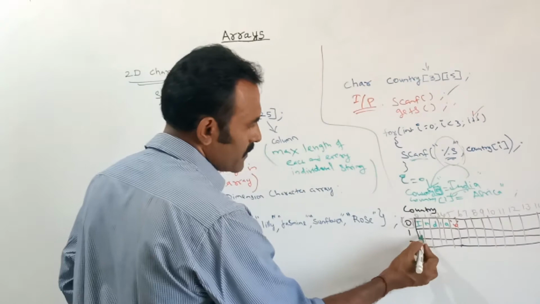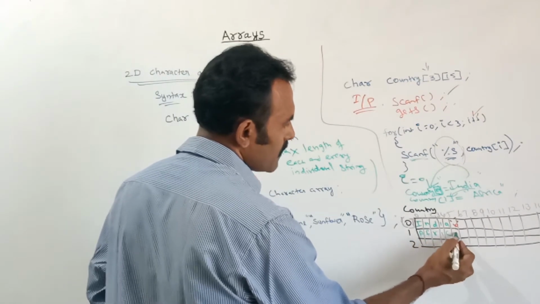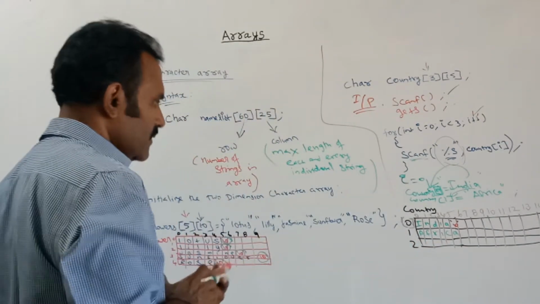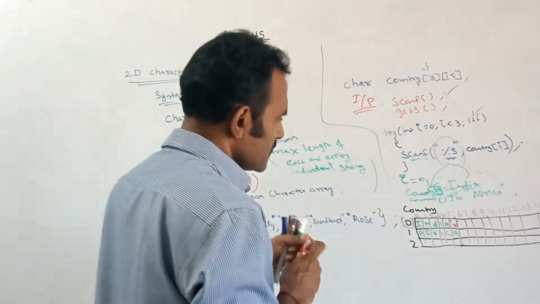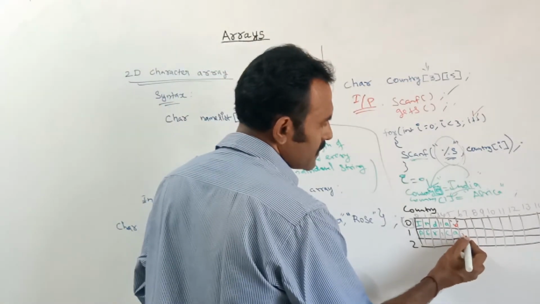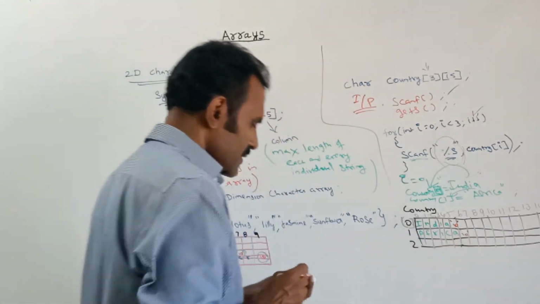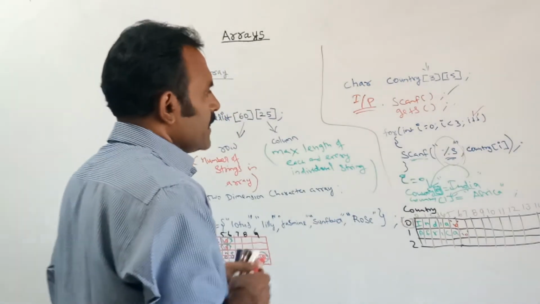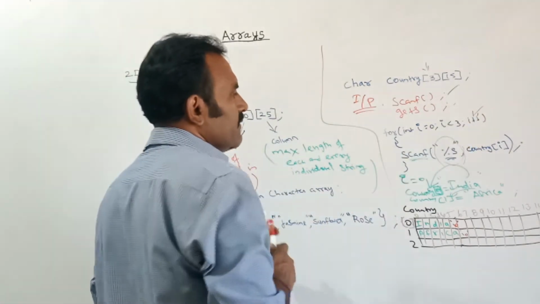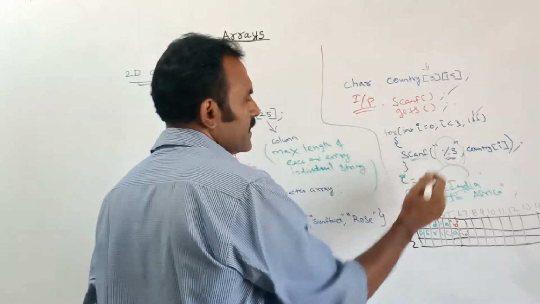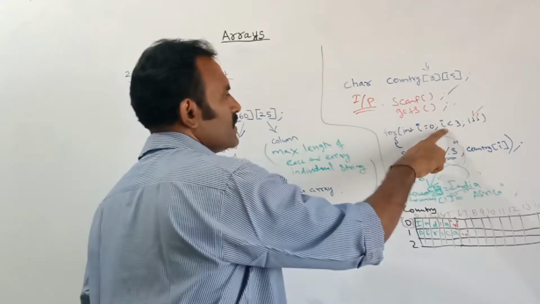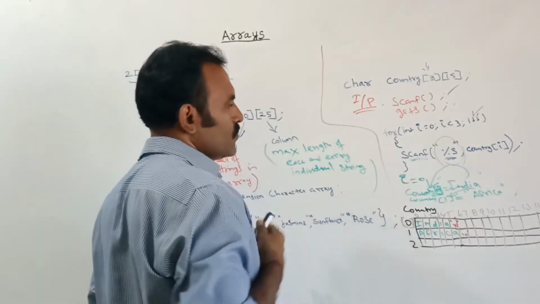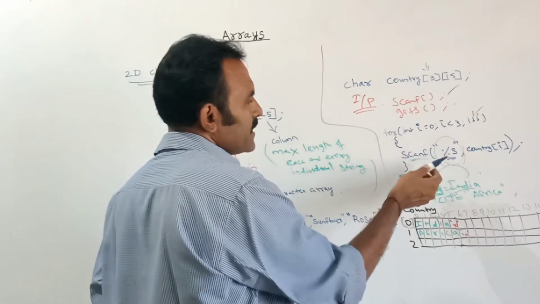So here Africa is stored here. Next at the end of the string slash 0. Next again the I value will be incremented. Now I value is 2. Here it checks the condition whether 2 is lesser than 3, the condition true. So again it comes inside the loop.